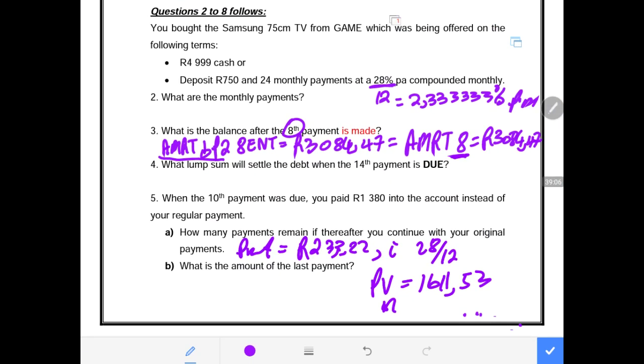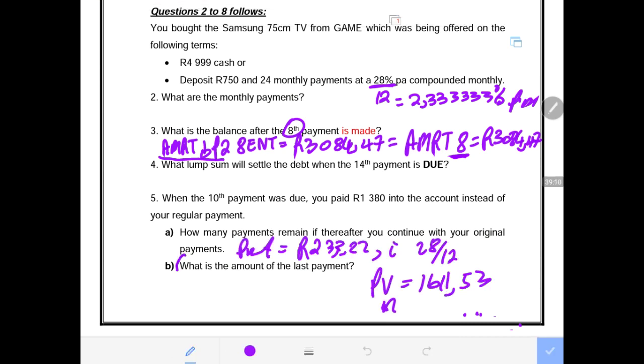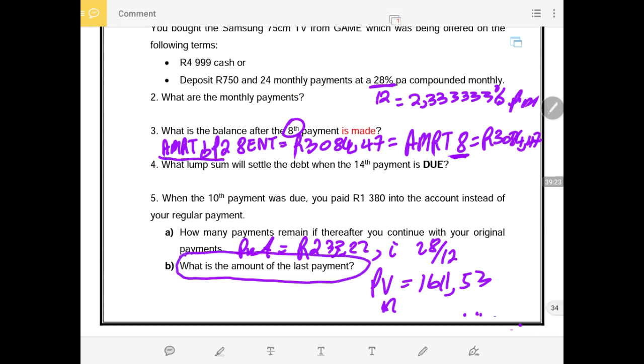Now we have responded to the first part. Number B says, what is the amount of the last payment? Now that there are 7 payments, there are 7 full payments and a smaller payment. What is the amount of the last payment? Now, what do we need now? We need to amort. And what are we going to amort?